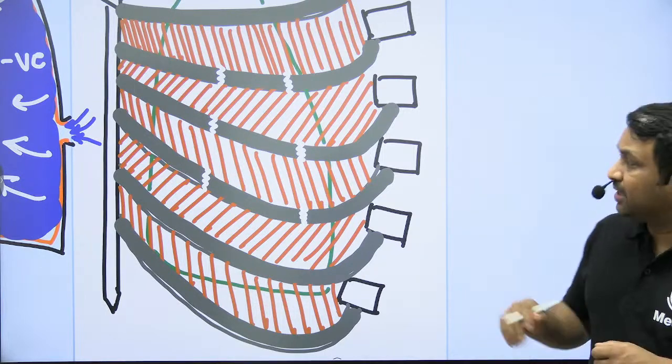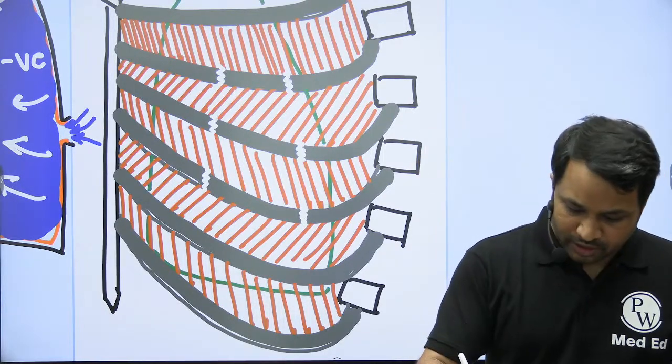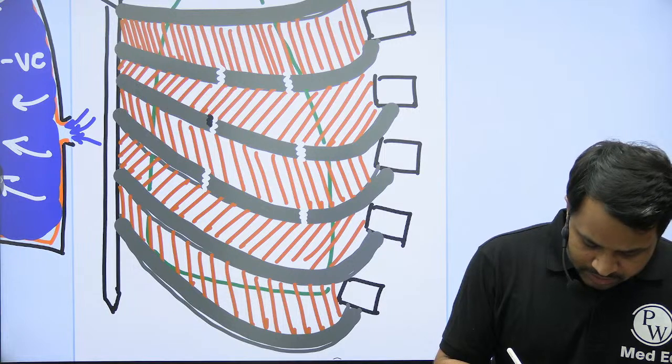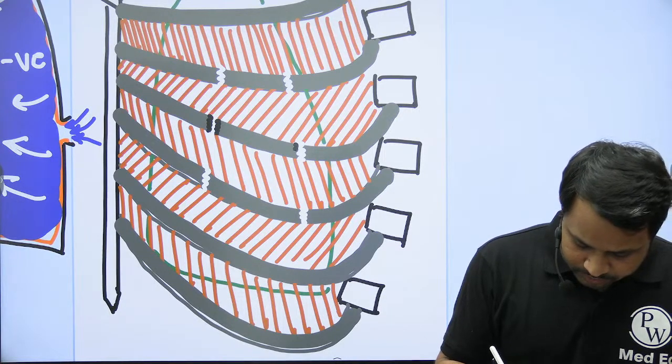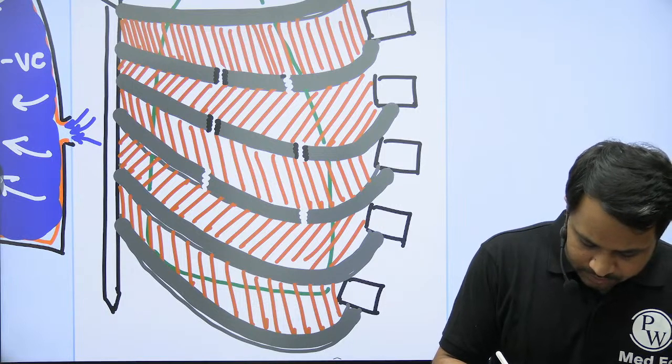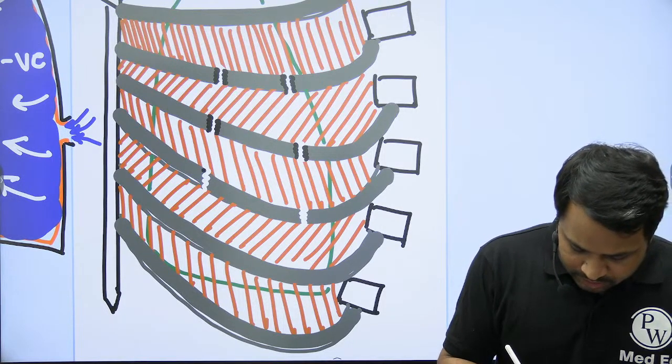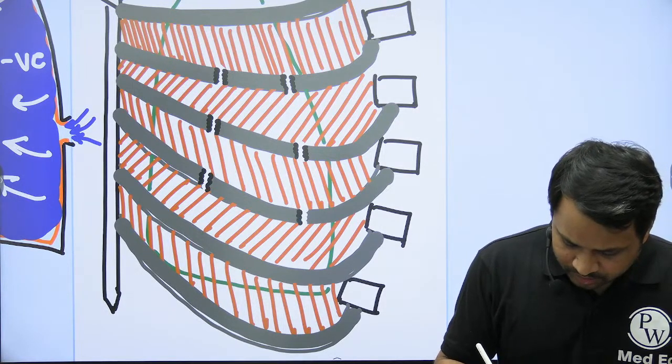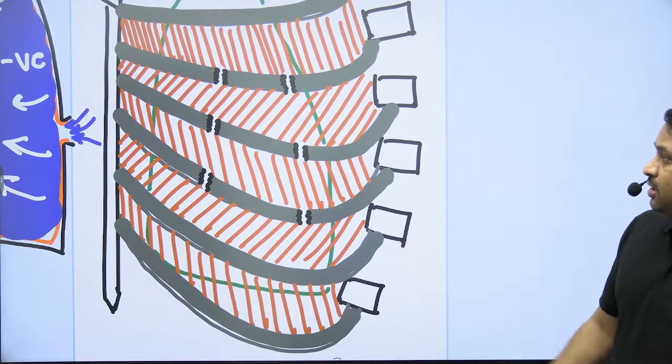Now you can see there are 3 rib fragments which are fractured here. So this is one fragment of the rib. There's another fracture fragment which is here. And there's another fracture fragment which is here. Right? This is the definition of flail chest.